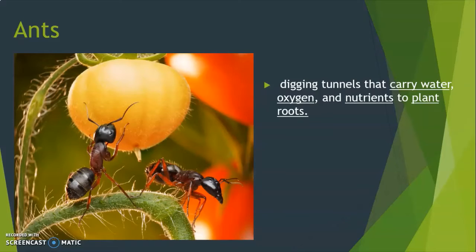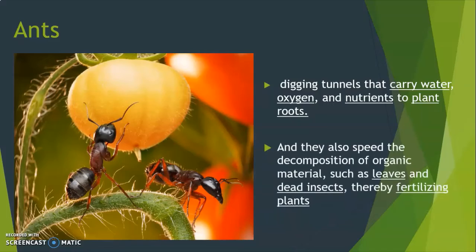So the ant helps the plant to grow because the tunnels of the ant carry water, oxygen, and nutrients to the plant roots. And they also speed the decomposition of organic material such as leaves and dead insects, thereby fertilizing plants. So that's why ants are important in our garden.